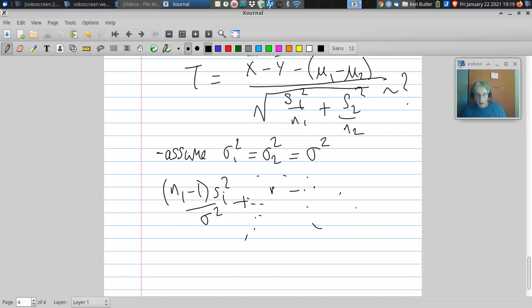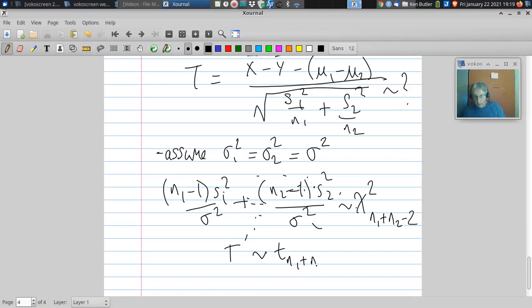Plus (n2 minus 1) s2 squared over sigma squared. What distribution does that have? Well, this is chi-squared n1 minus 1 because that's what it looks like. This is chi-squared n2 minus 1 because it's got the same sigma squared on the bottom. So this is going to be chi-squared with degrees of freedom n1 plus n2 minus 2. And so therefore T is going to have a T distribution with that same degrees of freedom. All right, there we go. We rescued ourselves.